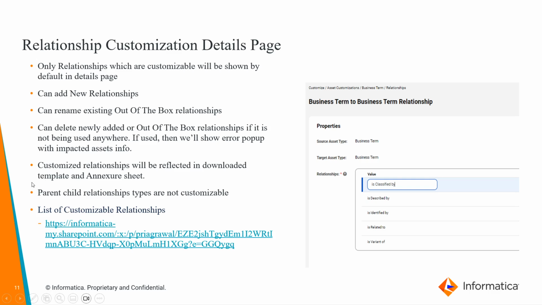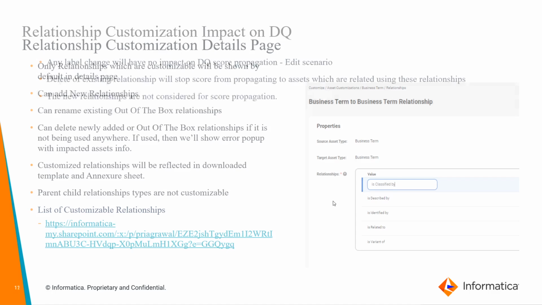Then the customized relationship will be reflected in the download template as well. We can take a look at this template. Parent child relationships are not customizable. So this is how basically the customization of relationship will be shown. We'll have a source asset and target asset, and these are the values or the types of relationship that we can check.